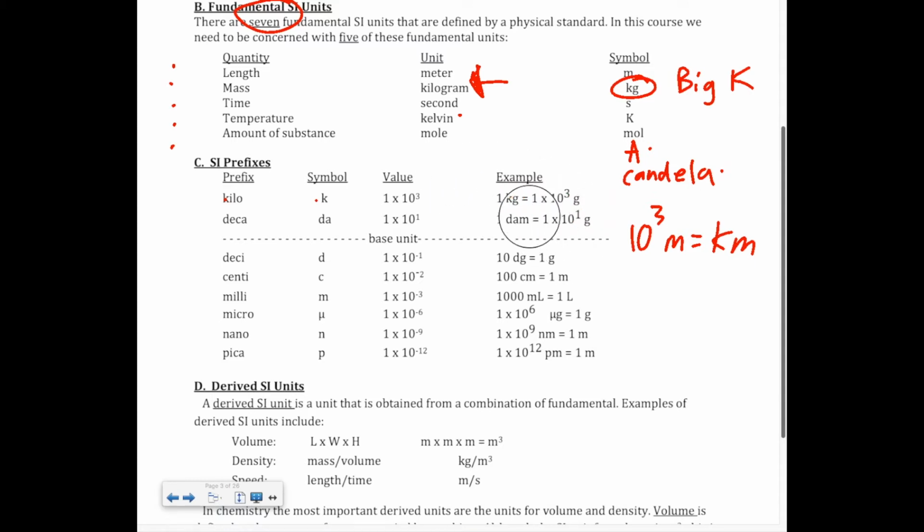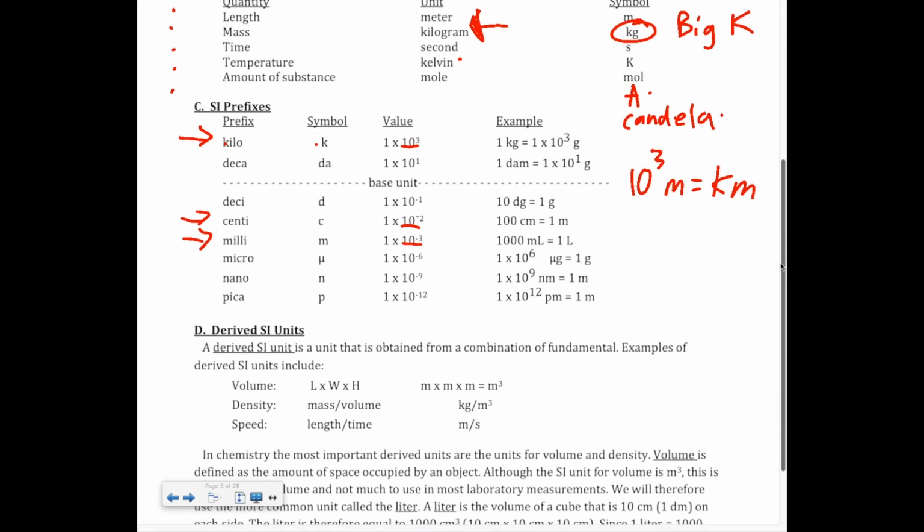So let's try that one more time. Kilo is going to be really important. Make sure you know that one. Milli is important. Centi is super important. And make sure you for sure know those. So kilo is 10 to the third. Centi is 10 to the minus 2. And then milli is 10 to the minus 3. We'll get more into how to convert these units a little bit later. But for now, you need to make sure that these are memorized. There will be a quiz.